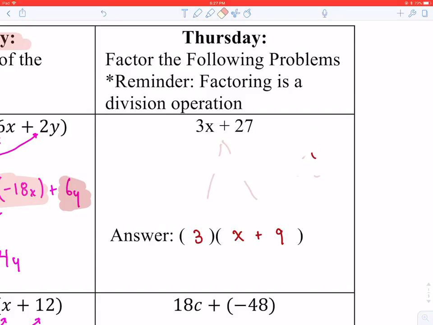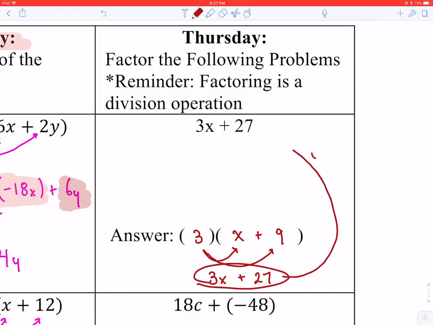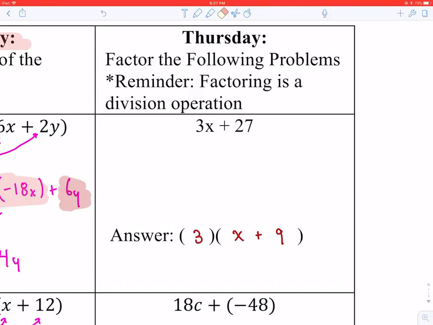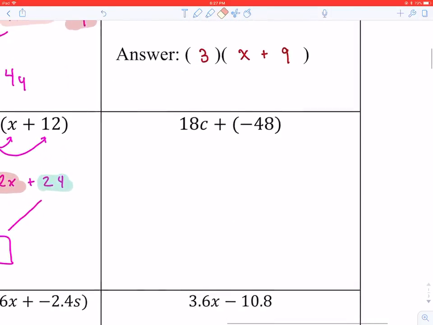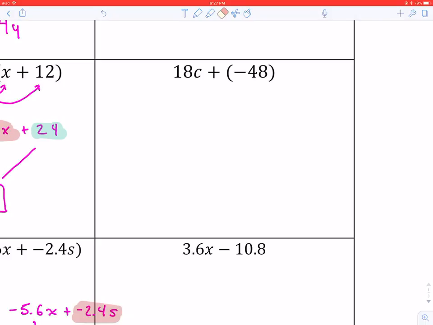I can check by multiplying. I'm going to multiply out what I got here, using the distributive property. I'm going to multiply 3 times x, which is 3x, plus 3 times 9, which is 27. And I got the same expression that I started out with. So that goes to show me that yes, 3 times x plus 9 is the factored version of 3x plus 27. Let's go ahead and try another one.